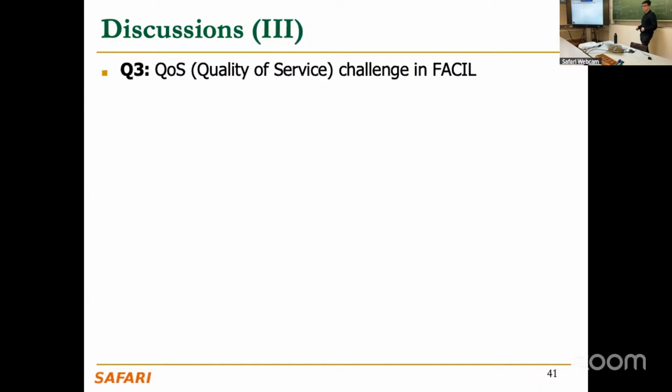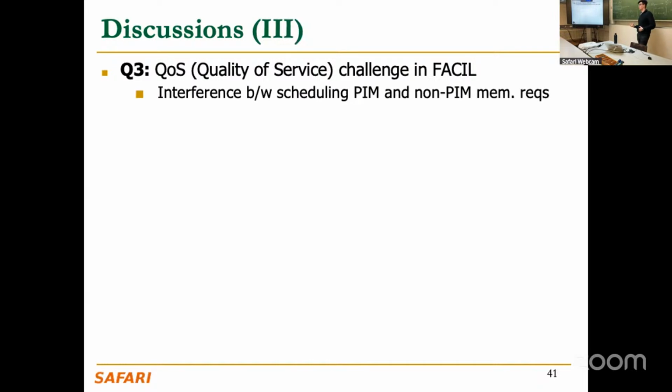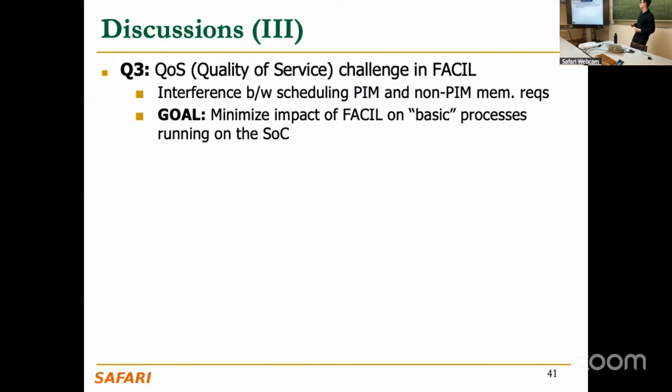My third question would be about quality of service challenges in Facil, and it's similar to the previous question. I'm thinking about the interference between PIM and non-PIM memory requests. Remember that we use the DIMMs both for the SoC and PIM processing. So definitely we are going to have some PIM requests being scheduled and some non-PIM requests. And our goal with Facil would be to minimize the impact of Facil on basic processes that are running on the SoC. Do you see any kind of solution to the interference problem, the quality of service problem that I just stated?